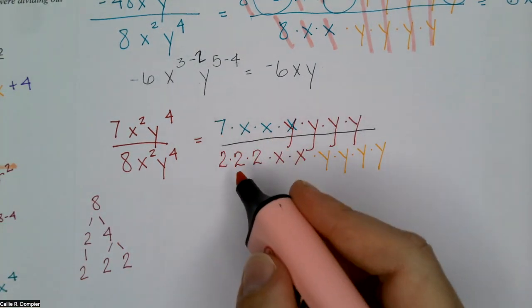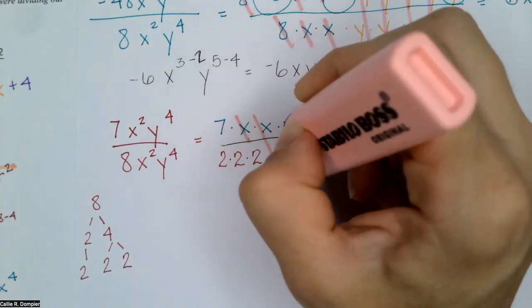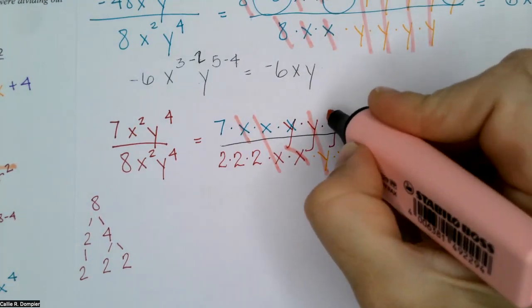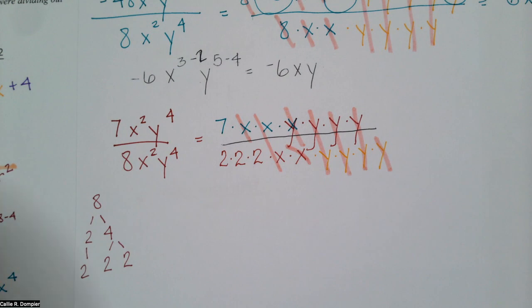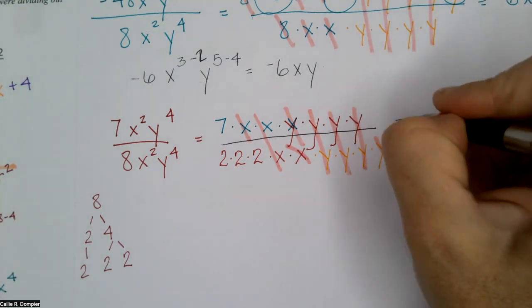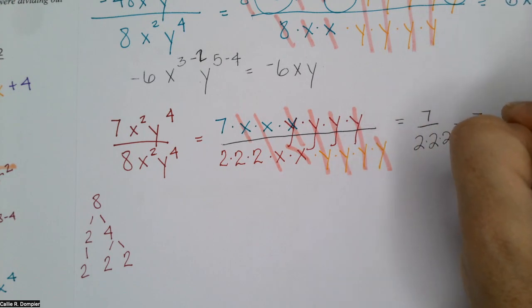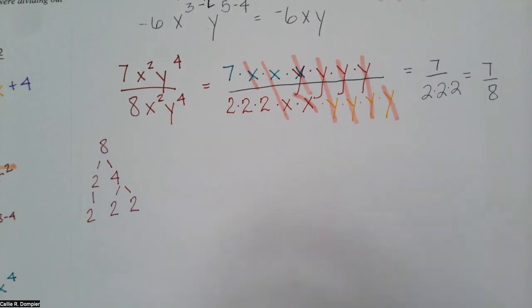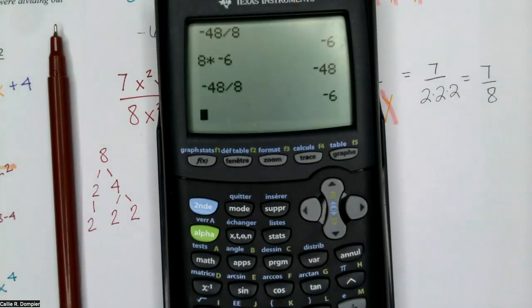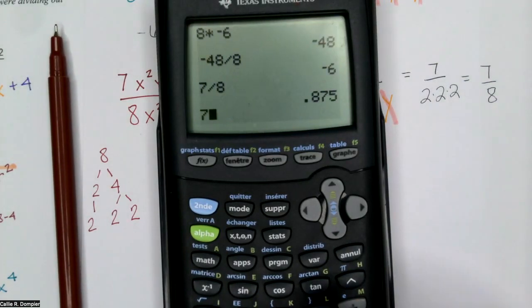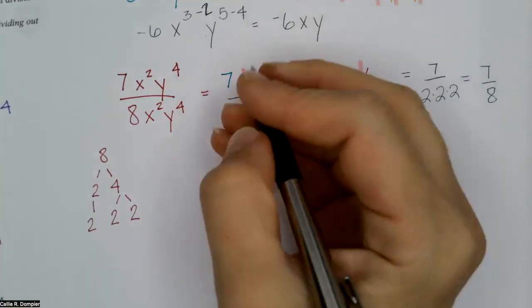7 cannot cancel. 2 times 2 times 2. None of those 2's can cancel. Those x's cancel, and those y's cancel. So we get 7 divided by 2 times 2 times 2, or 7 divided by 8. 7 divided by 8 in your calculator is not going to give you a whole number. 7 divided by one of the factors of 8 is not going to give you a whole number. So you know you cannot factor that.